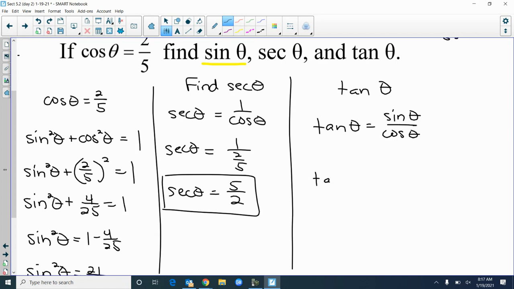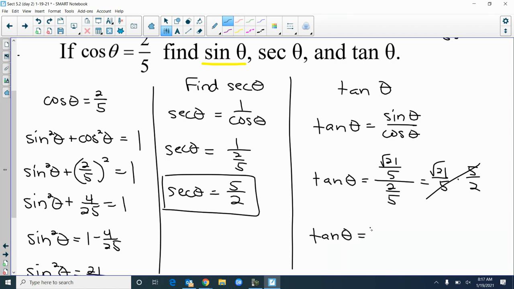Sine of theta is the square root of 21 over 5, divided by cosine of theta, which is 2/5. That becomes the square root of 21 over 5 times 5 over 2. Cancel your 5s. Tangent of theta equals the square root of 21 over 2. There we go.